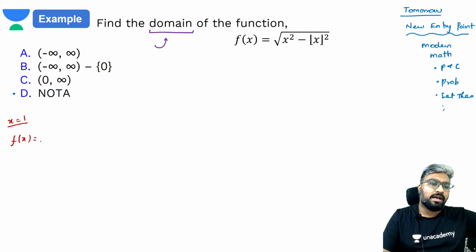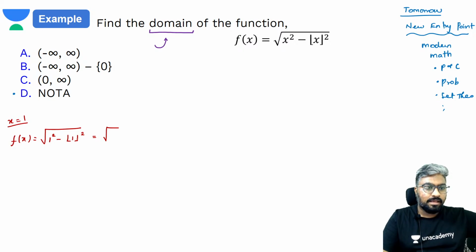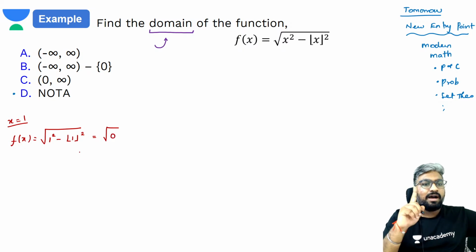f of x will become square root of 1 square minus greatest integer of 1 square, which is what? Square root of 0. What is the greatest integer of 1? It will be 1 only, so this is 0. Yes, 1 is allowed.